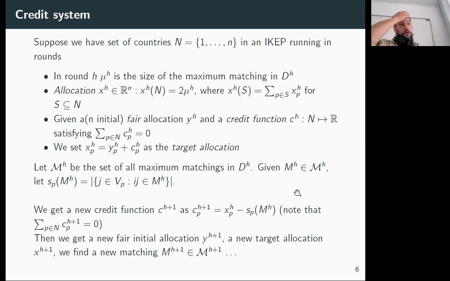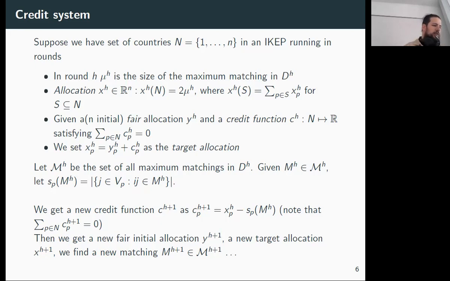And now I'm going to talk about the credit system that we're going to use. European exchanges are typically being done in rounds. We have a national or international kidney patient-donor pool, and we run a matching to find suitable transplants every 3 months, let's say. So if we have n countries in an international kidney exchange program, then let's suppose that in round h, we have mu_h as the size of the maximum matching in the compatibility graph. And we're looking for an allocation. The allocation itself is going to count the number of transplants we do, not the size of the matching. So there's a 2 multiplier here.